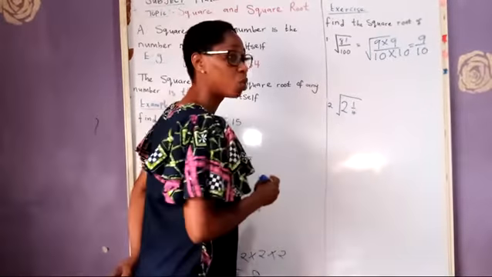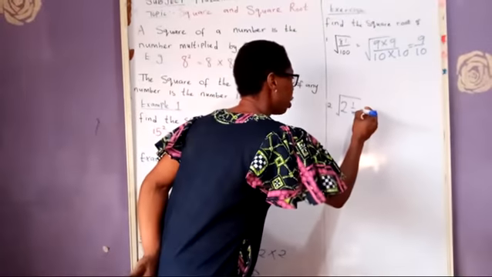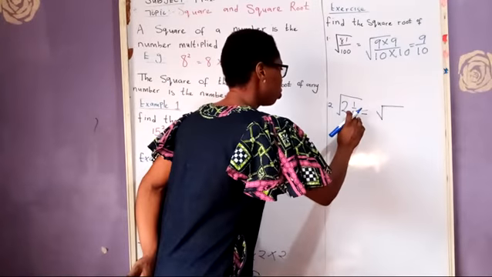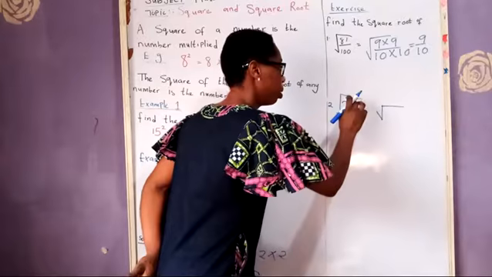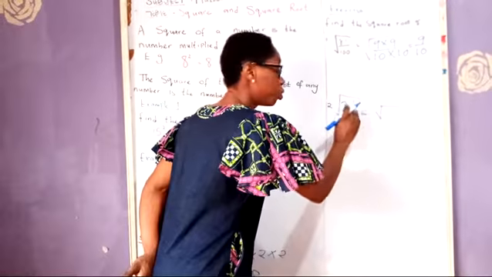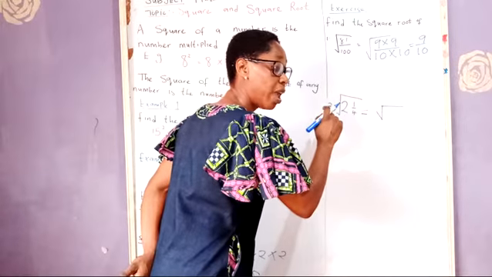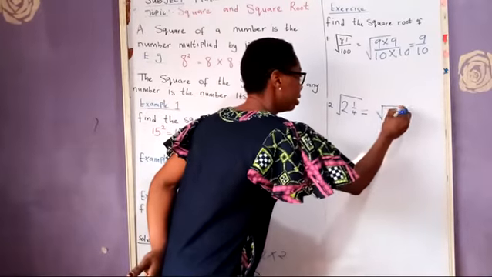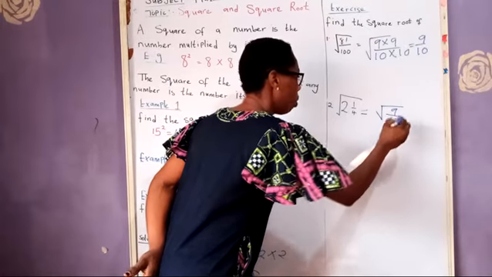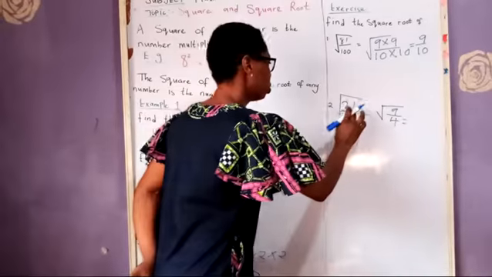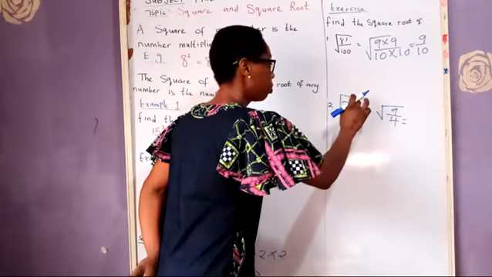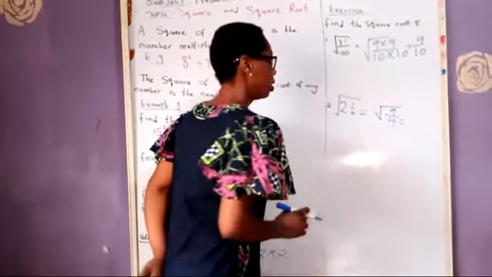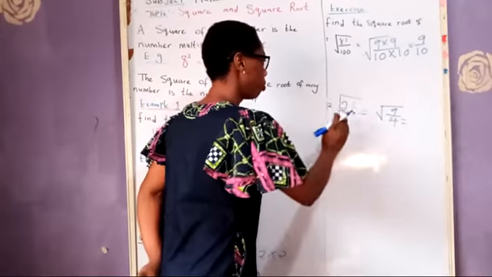So we want to change it to an improper fraction. So it will be 2 times 4, 8. Don't forget, children, we want to change it to an improper fraction. 2 times 4 is 8 plus 1, that is 9 over 4. How do we get 9 over 4? 4 times 2, 8 plus 1, 9, with the denominator that is there, making it 4. Now, we want to look for the square root of 9 over 4.